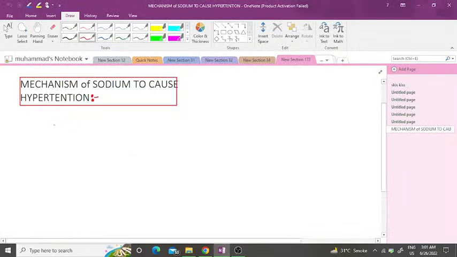Hello everyone. Today's topic of our discussion is the cellular mechanics of how sodium causes hypertension. Now come towards the first mechanism.